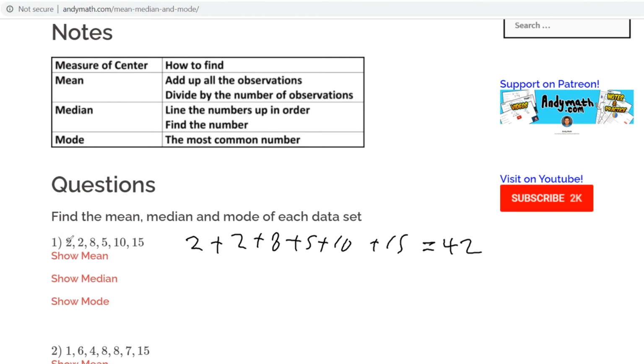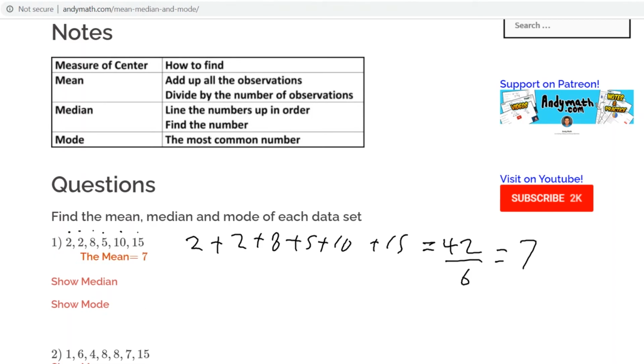Then we want to divide by the number of observations that we have. So 1, 2, 3, 4, 5, 6. So we do 42 divided by 6, and that gives us 7. So the way the mean works is we add them all up, and then we divide by how many there were. And we can check that answer, and the mean is 7.